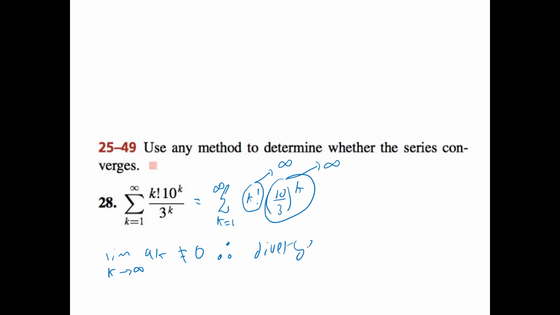You could do the ratio test, and it would take you a little longer, but by recognizing that you can write it like this, you can use the divergence test. If your terms do not go to 0, your series diverges.